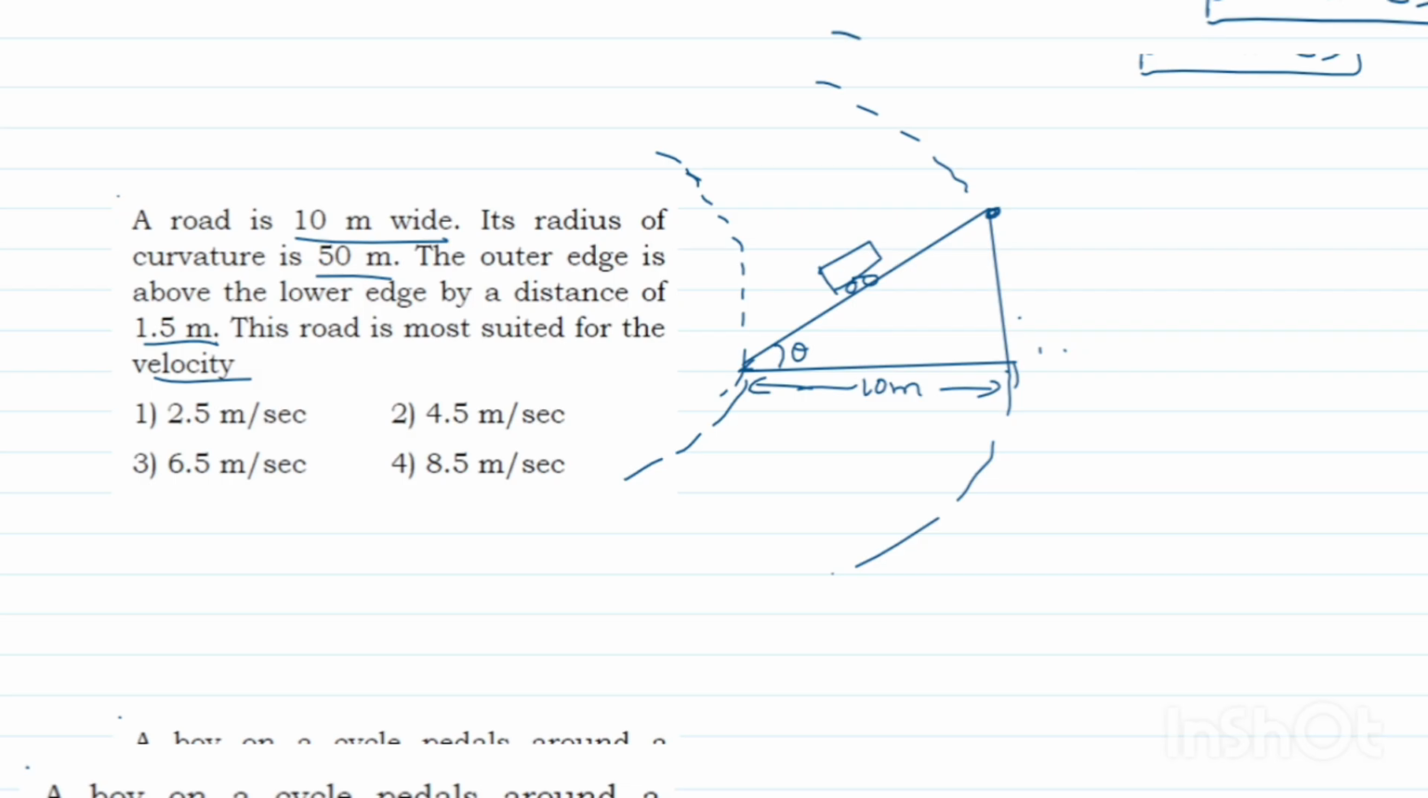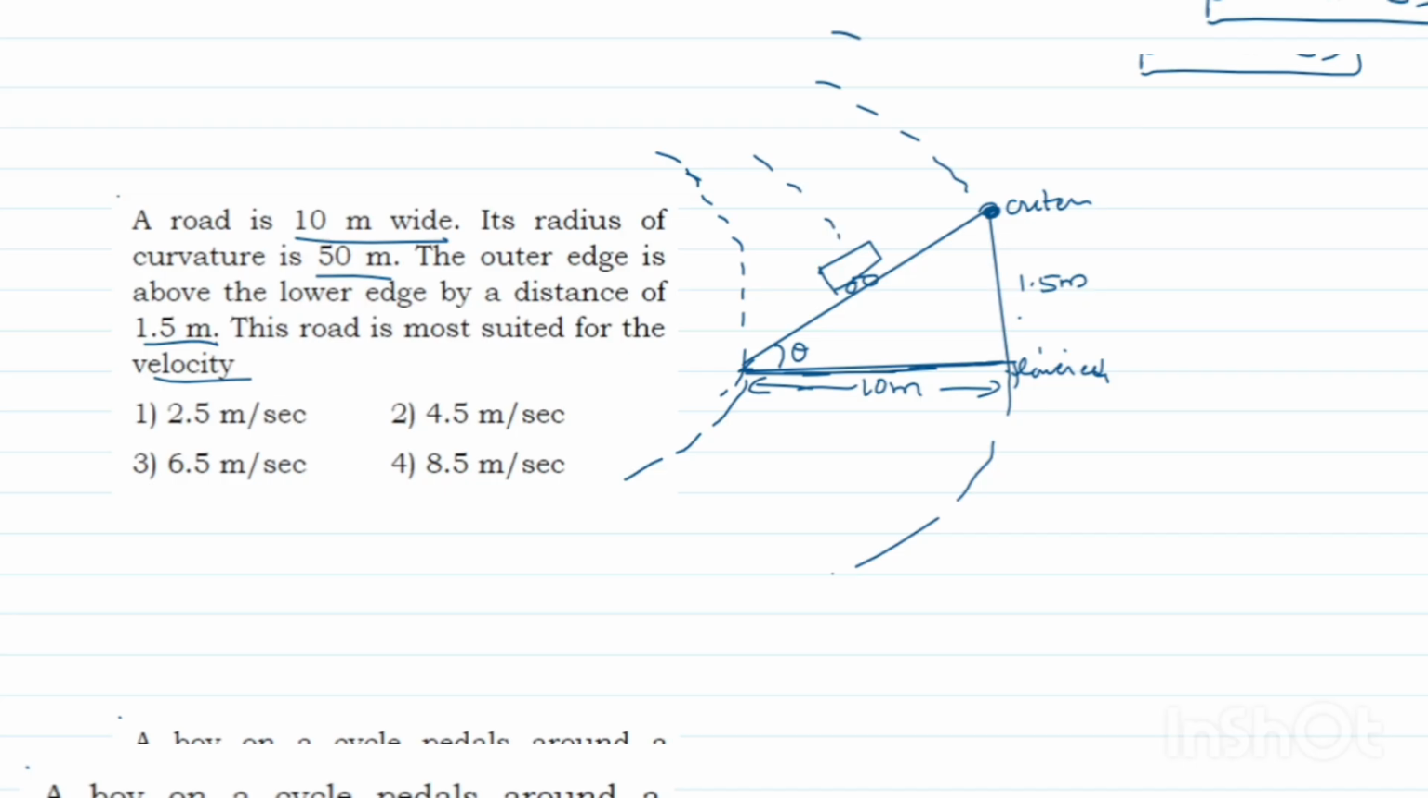The width of the road is given as 10 meters, and this is the outer edge and this is the lower edge. The outer edge above the lower edge is given as a 1.5 meter distance. Now this road must be suited for what velocity? Suppose the vehicle is going to be moving like this.